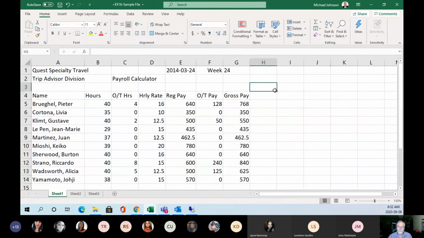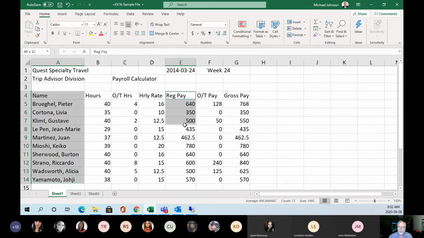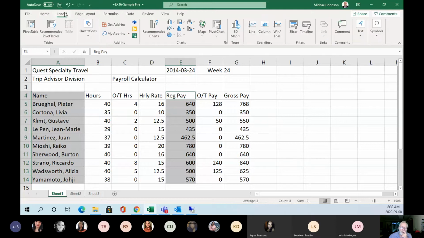Super duper. Okay. So maybe what I really want to do is find out what the regular pay is for each person. So once again, I can choose this and I can choose the regular pay. I'll hold down the control key and just look at that. So in insert, however, I may want to choose different kinds of chart to represent the data.